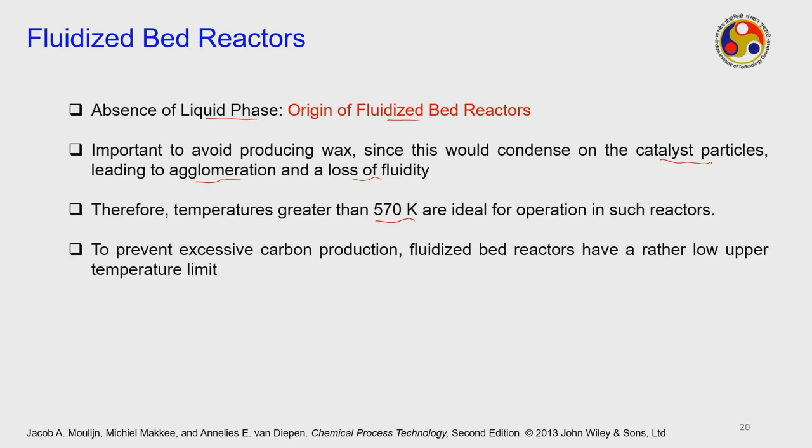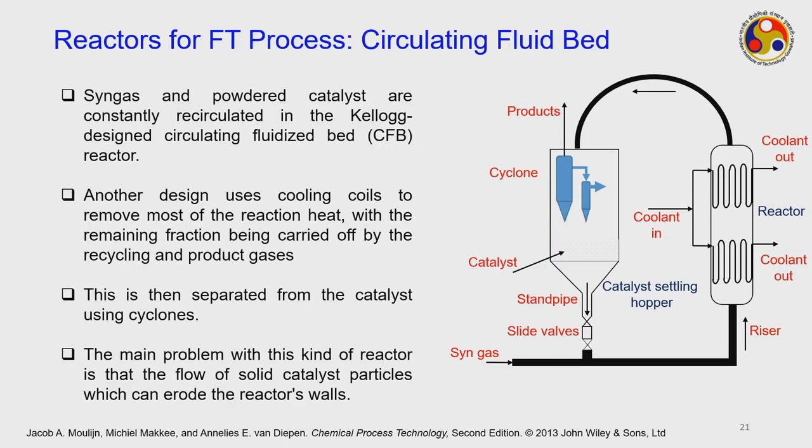But the problem with the fluidized bed is that carbon formation can occur. So what we do is that we don't increase the temperature to a very high limit. You keep within that limit. Okay, this is called the fluidized zone. So that you use the catalytic active surface area as well as produce non-wax product. So this is a circulating fluid bed.